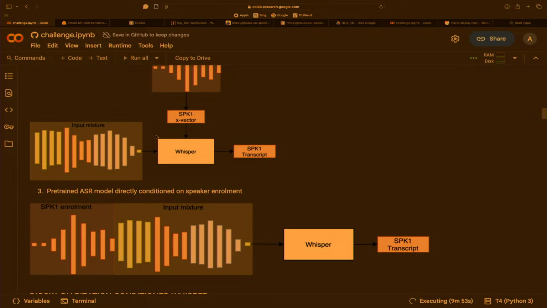Condition on the speaker? Yes, exactly. Condition rather on the diarization signal. So instead of relying on some X vector representation or some enrollment, just try to rely on your diarization. Your diarization will tell you, okay, my speaker 1 is speaking here, and maybe suppress everything else. Try to separate the speaker inside the model.